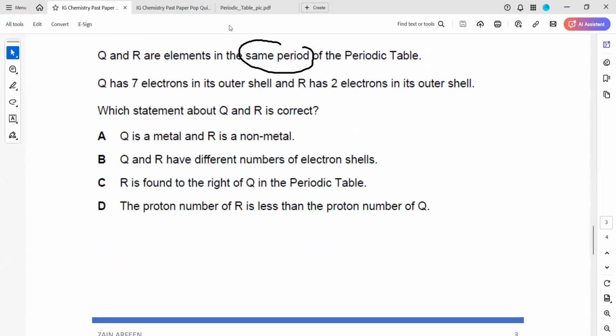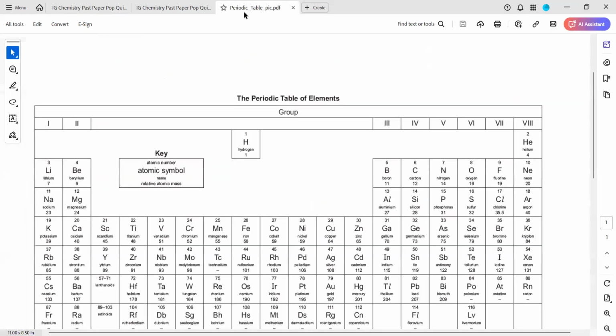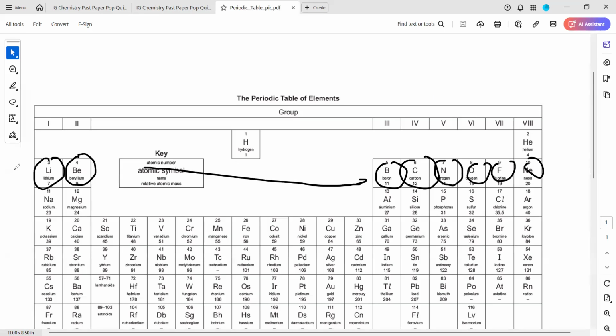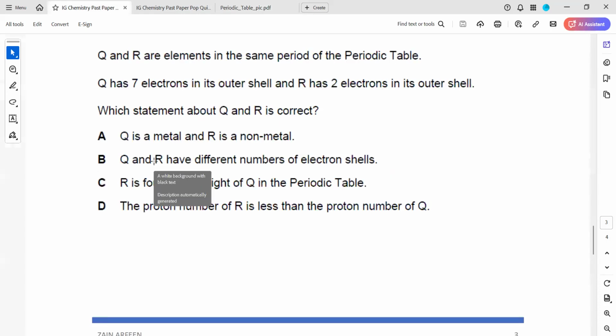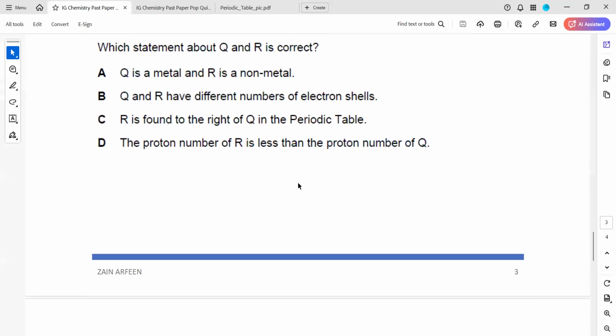Like when we talk about these elements, lithium, beryllium, boron, carbon, nitrogen, oxygen, fluorine, neon, they are in the same period and they belong to the second period, so they will have the same number of shells. Lithium has 2 shells, beryllium also has 2 shells, boron also has 2 shells. So the number of shells depends on the period. As they mentioned, they're in the same period, so they should have the same number of electron shells. That's why B cannot be the right answer.